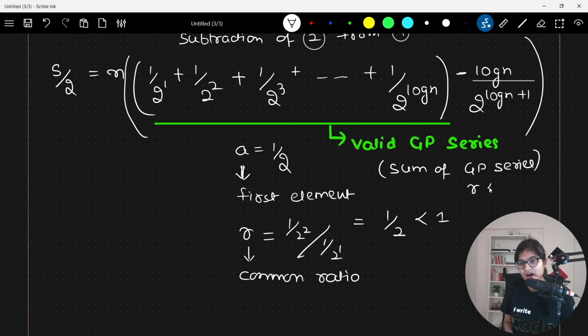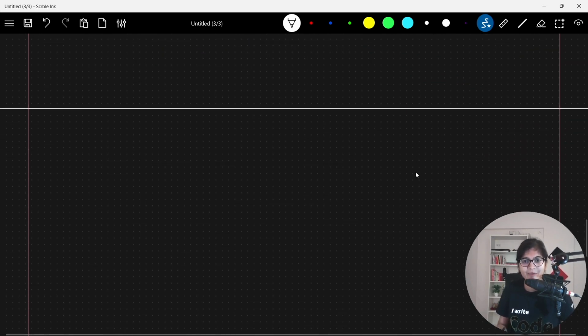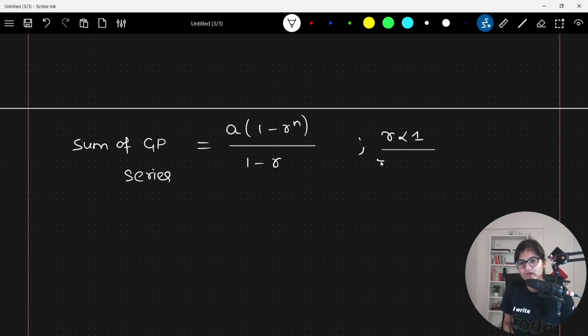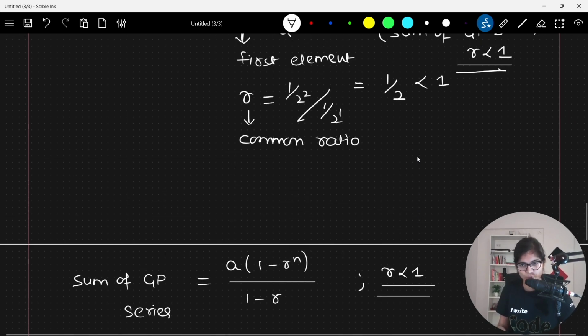When the common ratio R is less than 1, what is the summation? This is equal to A times (1 minus R to the power N) divided by (1 minus R). This is the formula for the sum of a GP series when the value of R is less than 1. So here, if you observe, the value of R is less than 1 only.